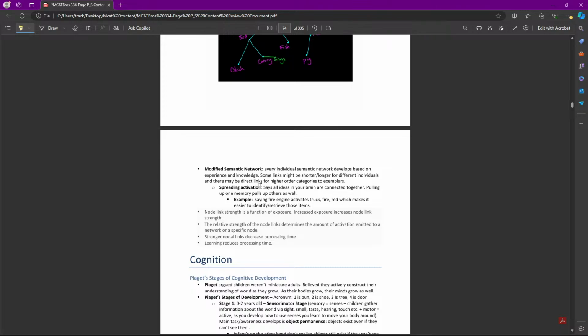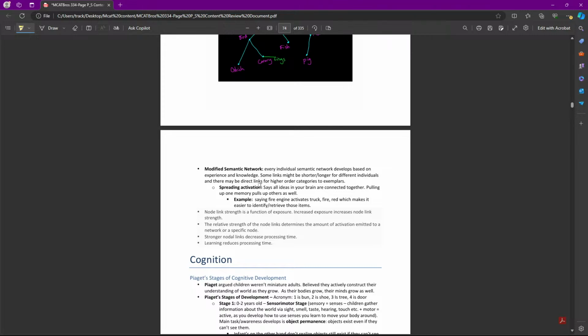In modified semantic networks, every individual semantic network develops based on experience and knowledge. Some links might be shorter or longer for different individuals, and there may be a direct linkage for high order categories' exemplars. Spreading activation says all ideas in your brain are connected together. Pulling up one memory pulls up others as well. For example, saying fire truck activates truck, fire, and red, which means it's easier to identify and retrieve those.